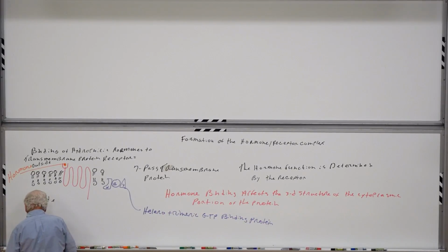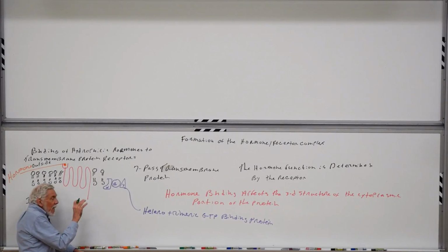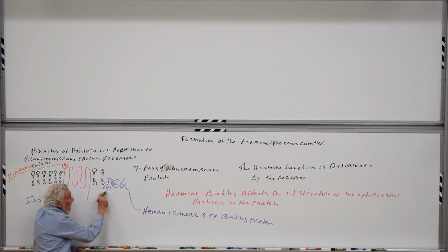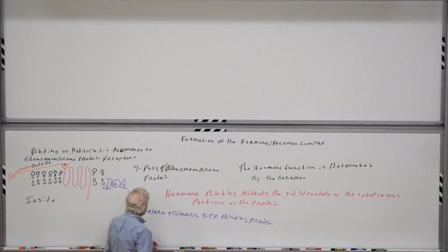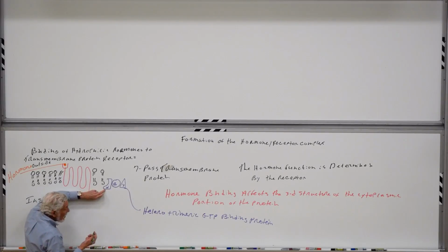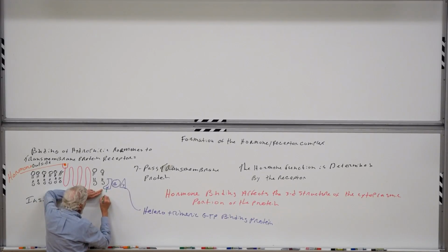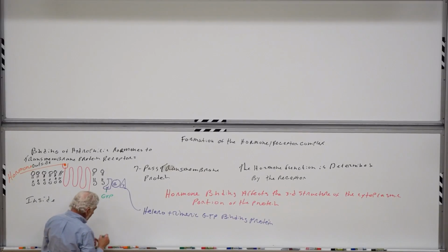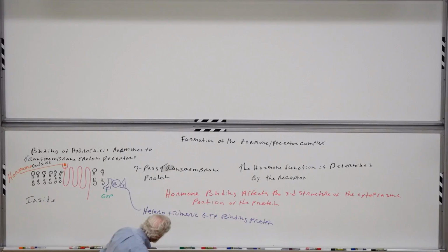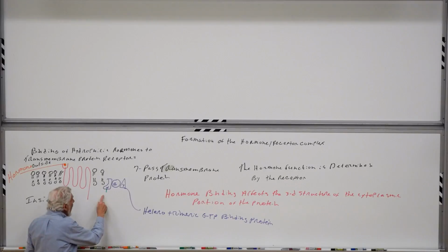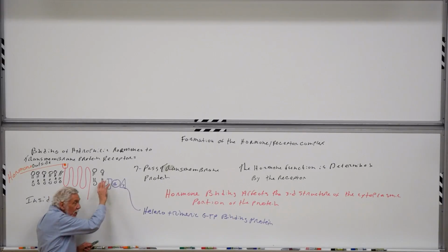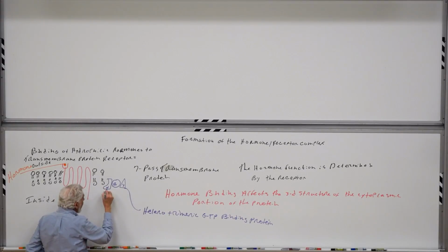Well, it's trimeric because there's an alpha, a beta, and a gamma subunit. It's a GTP binding protein because this alpha subunit has the capacity of binding a molecule of GTP. Now, I should emphasize at this point that when the alpha, beta, and gamma are all clustered together as the trimeric subunit, the alpha is bound to guanosine diphosphate.